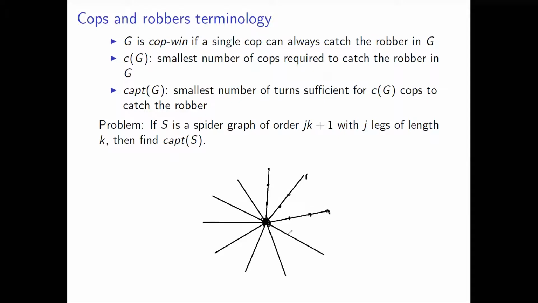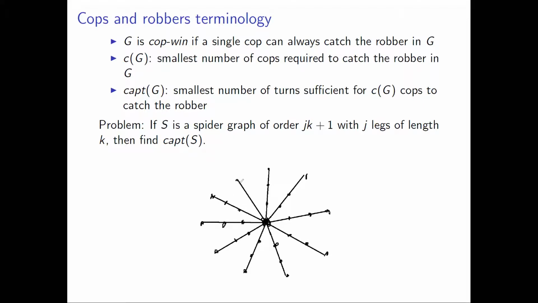So the spider graph, it has a center vertex. That vertex is allowed to have degree greater than 2. And it's the only vertex in the graph that can have degree greater than 2. So a spider, remember, it's just a special kind of tree. And it's a tree where only one vertex in the tree has degree greater than 2.